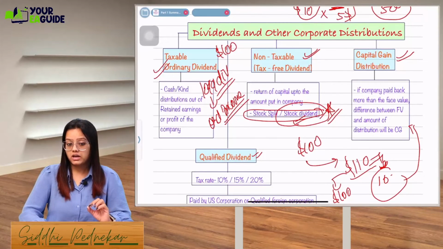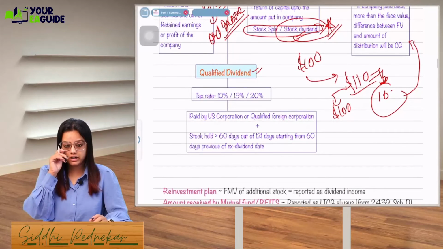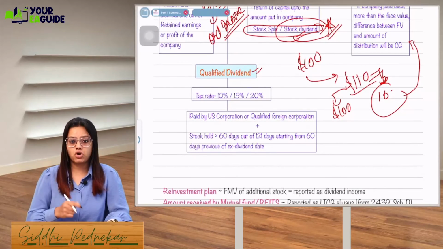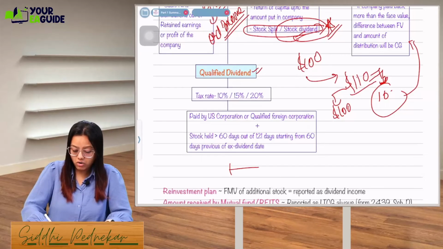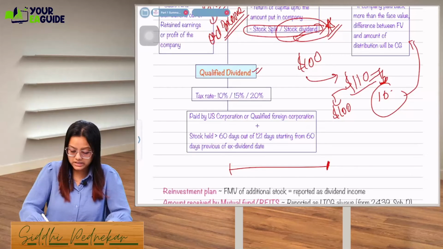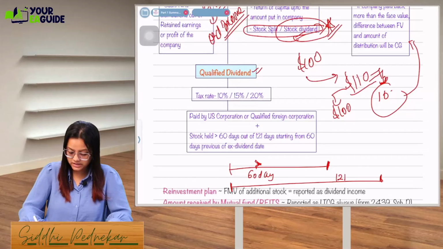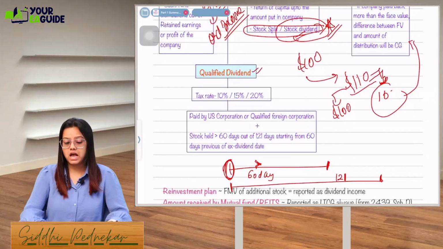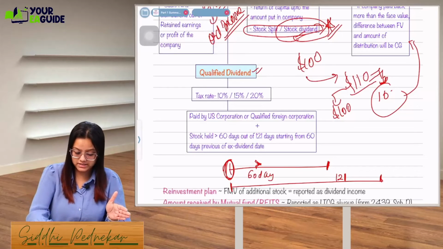Third, the last point is qualified dividend. What do we mean by qualified dividend? It is a dividend paid by a US corporation or a qualified foreign corporation, and you must be holding the stock for more than 60 days out of 121 days, starting from 60 days previous to the ex-dividend date.